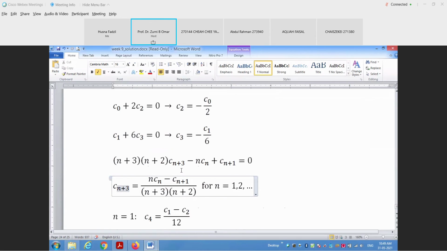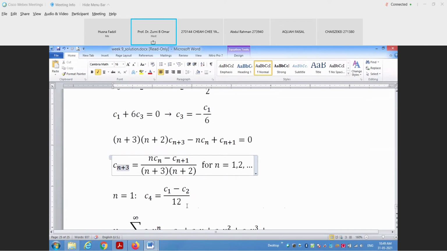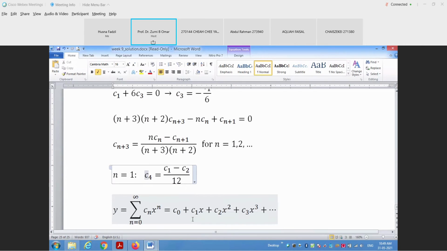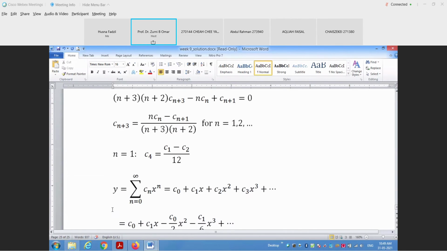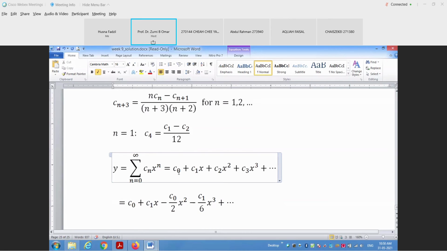We are asked to find the first four non-zero terms, so I will stop up to here. No need to do further because we are asked to find only the first four non-zero terms. So our solution will be in this form: y equal to C0 plus C1x plus C2x squared plus C3x cubed, and so on. C0 and C1 are independent variables, so they remain as they are.